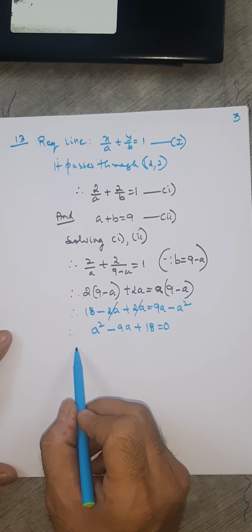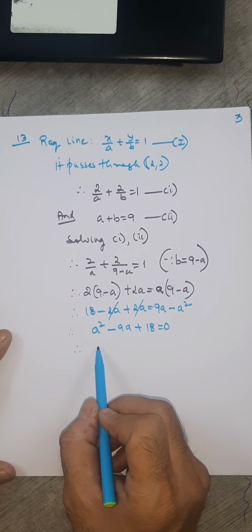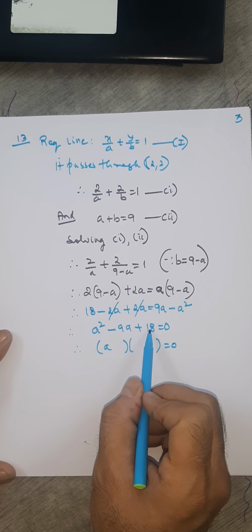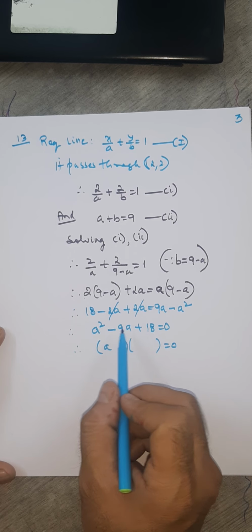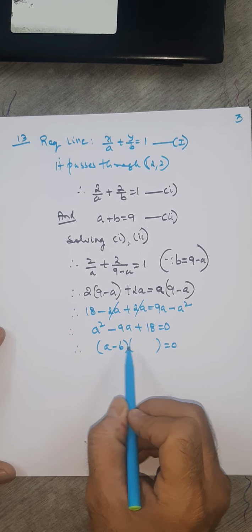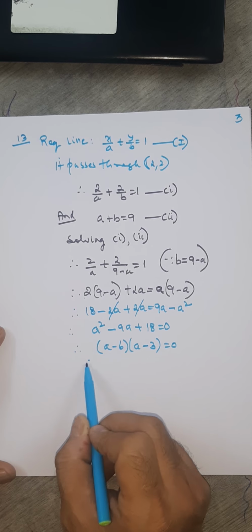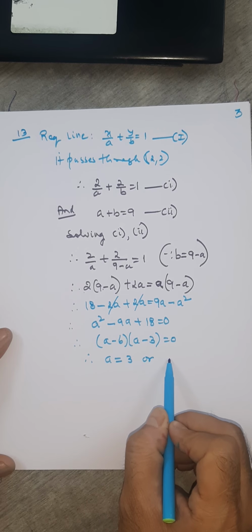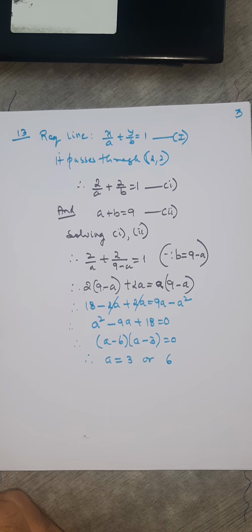This is a quadratic equation in a, so we factorize this. What are the factors? Quite obvious here. Find two numbers whose product is 18 and summation is minus 9. So minus 6 and minus 3. Right? So there are two values of a here, either 3 or 6. That means there are two possible lines.